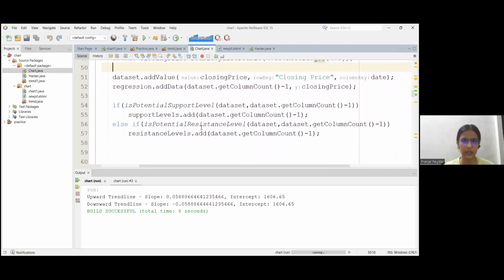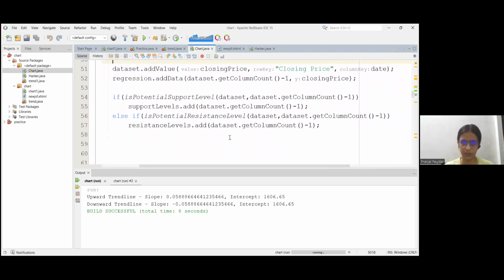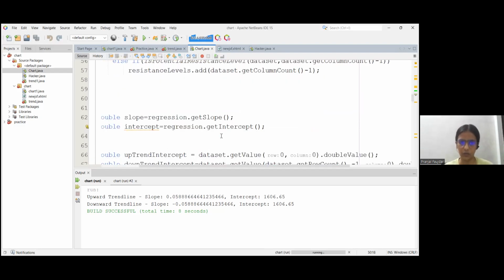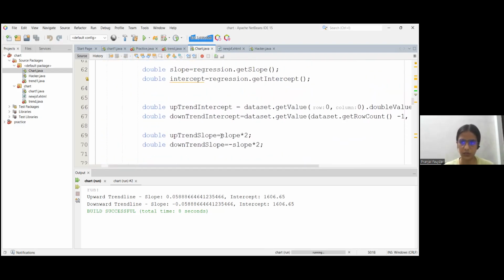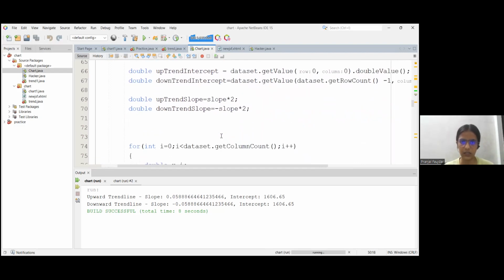Then we have a function for potential support level and potential resistance level, for calculating our upward trend lines and for calculating our downward trend lines. And here is the calculation for our slope and intercept. Here is the intercept and slope.